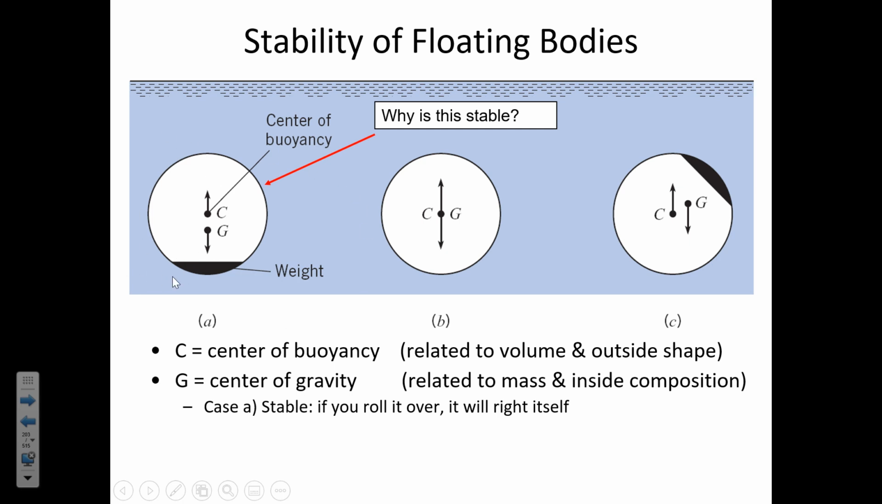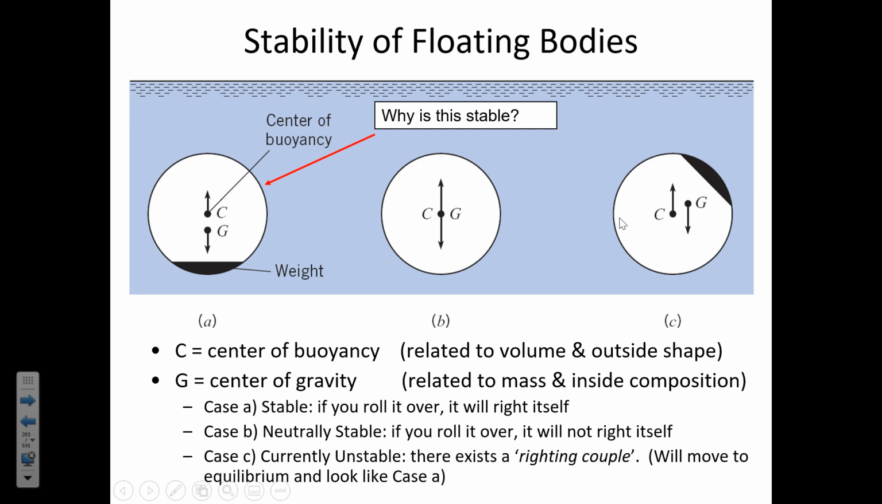So this is stable. B is just neutral. You know, if you rotate it, it will move, and then it's not going to move back. But object C and A is an example of something that's stable, and when you twist it out of its initial equilibrium, there exists a righting couple. A righting couple just means it's going to right itself. It's going to go back into the original position.